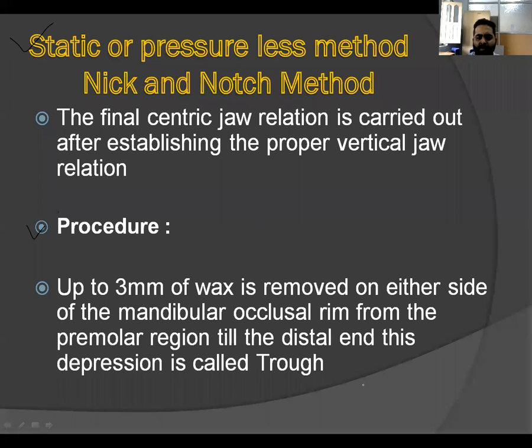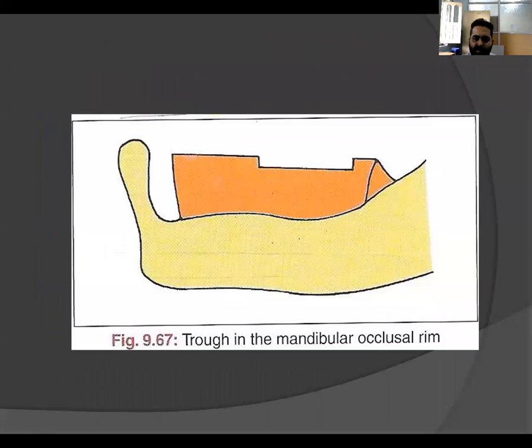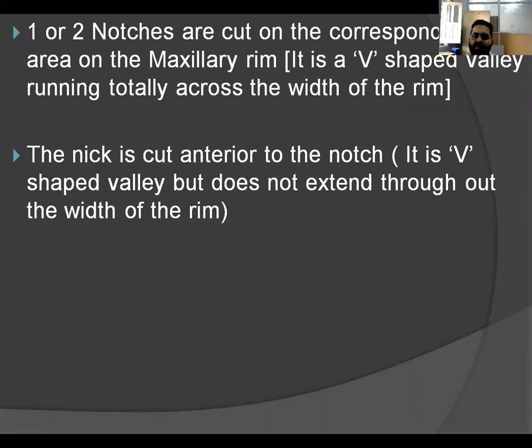But the next thing is you have to remove 3 millimeters of wax from either side of your mandibular wax rims in the premolar region and the most distal end, creating a depression that is called a trough. Okay. Now this is your mandibular wax rim. We create a trough in the mandibular wax rim. That will be around 3 millimeters in depth. Now we have to give 1 or 2 notch cuts on your maxillary wax rim, that will be in the V shape.